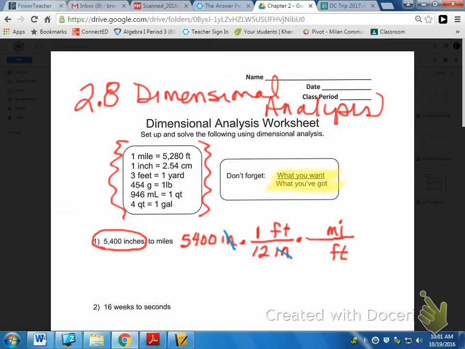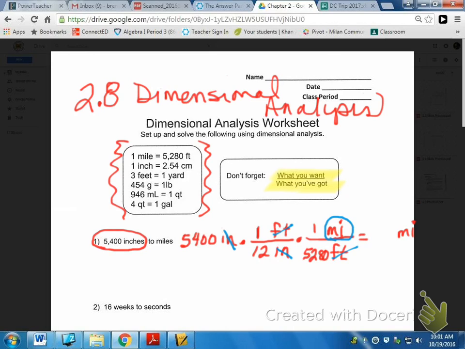You write in the numbers that match the conversion. 1 mile goes to 5,280 feet. Now when I mark out the units that cancel out, the only unit that is left would be miles. So that means that I have what I want. I just have to do the numbers now. I'm not going to do any more ratios, and I know my answer is going to be in miles.